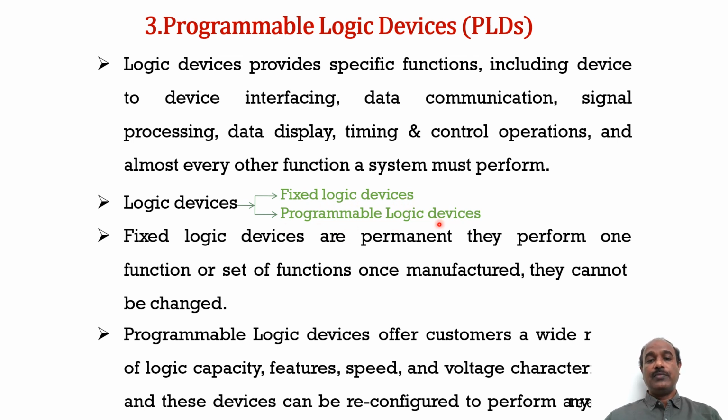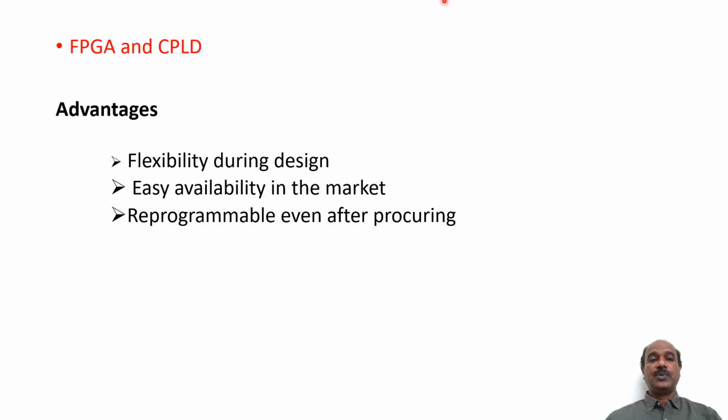Those ICs are called fixed logic devices. We have one more kind of device called programmable logic devices, where you can design your own custom digital logic and place that logic into these devices. This kind of programmable logic device can also be used for controlling your embedded system. Examples of PLDs: one is FPGA, Field Programmable Gate Array, and another type of PLD is CPLD, Complex Programmable Logic Device. You can use either an FPGA or a CPLD IC for controlling your embedded system.